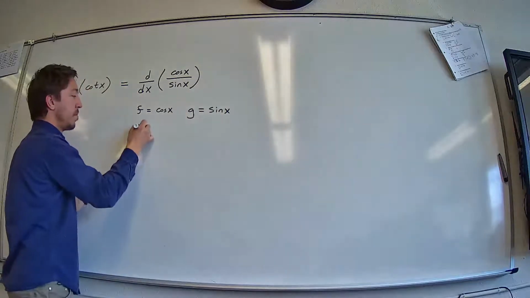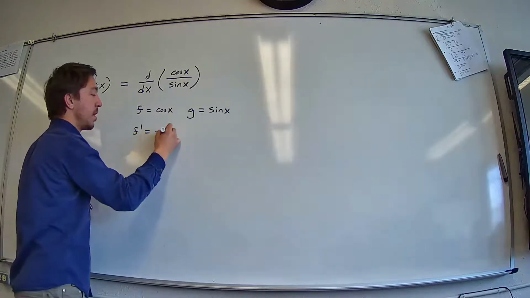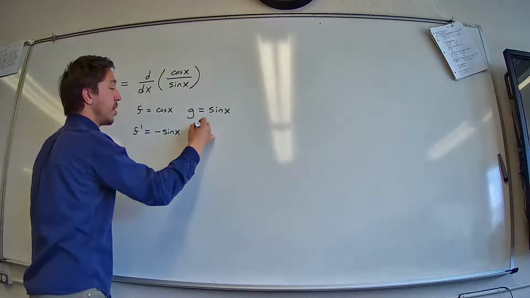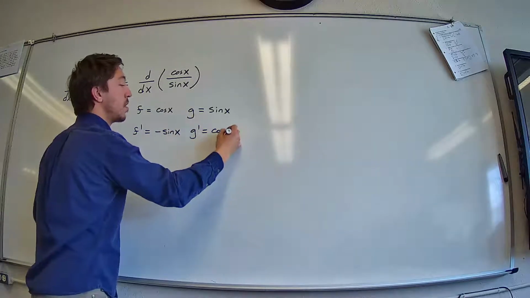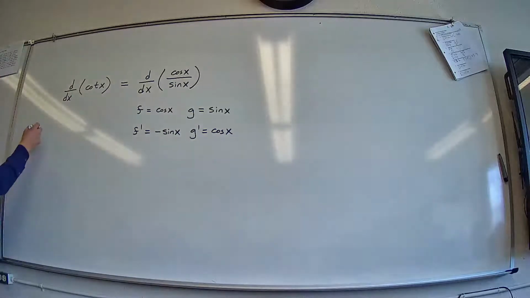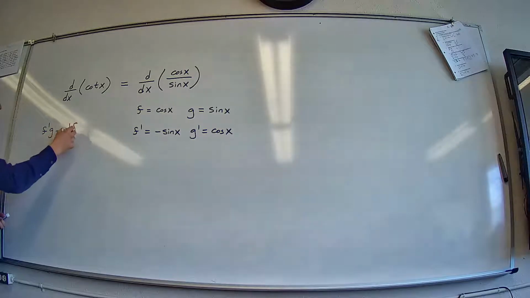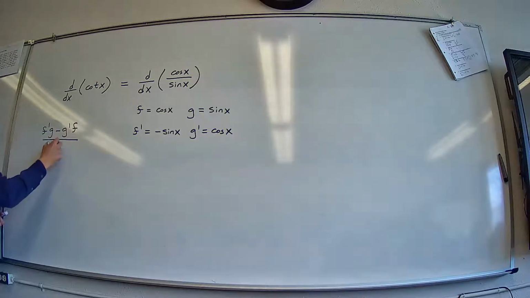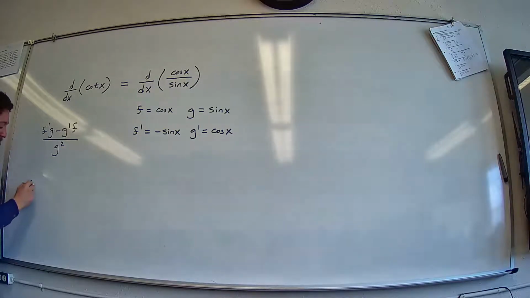So what's F prime? Negative sine. And my G prime is cosine. So now we're going to get our F prime G minus G prime F all over G squared. Aaron, what would you say your answer was? I had the negative secant squared over tangent squared. That's correct, pretty sure.